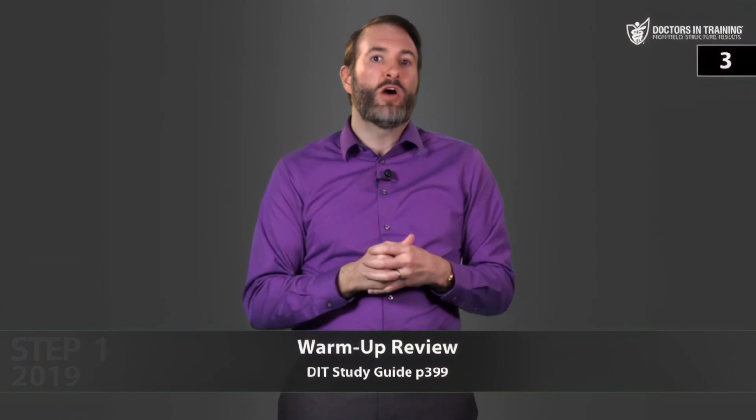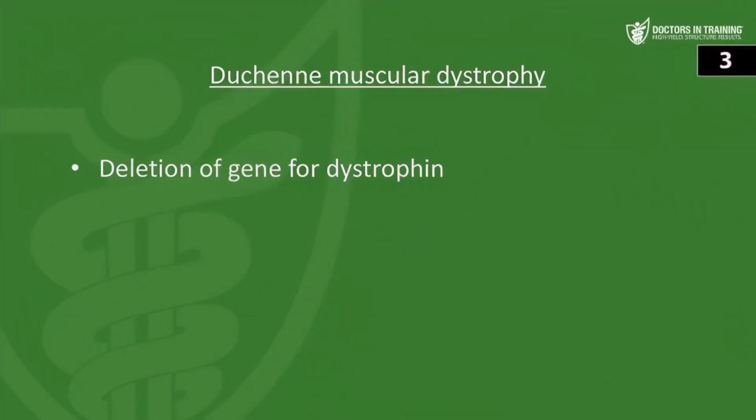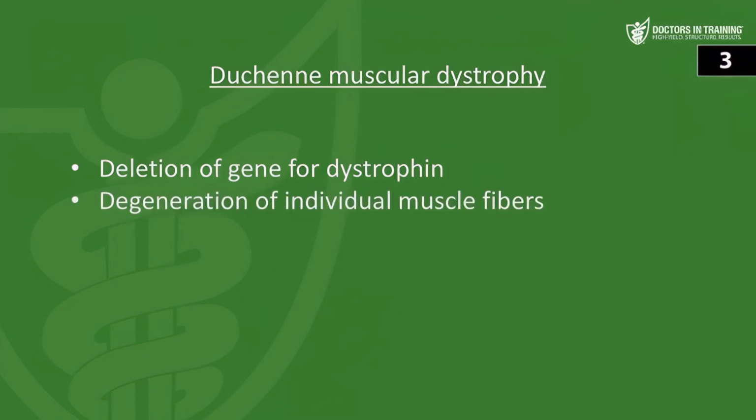Next, what is the cause of Duchenne muscular dystrophy? So it's the deletion mutation within the gene for dystrophin, which is the protein that anchors muscle fibers. So without normal functional dystrophin, you get degeneration of the individual muscle fibers.